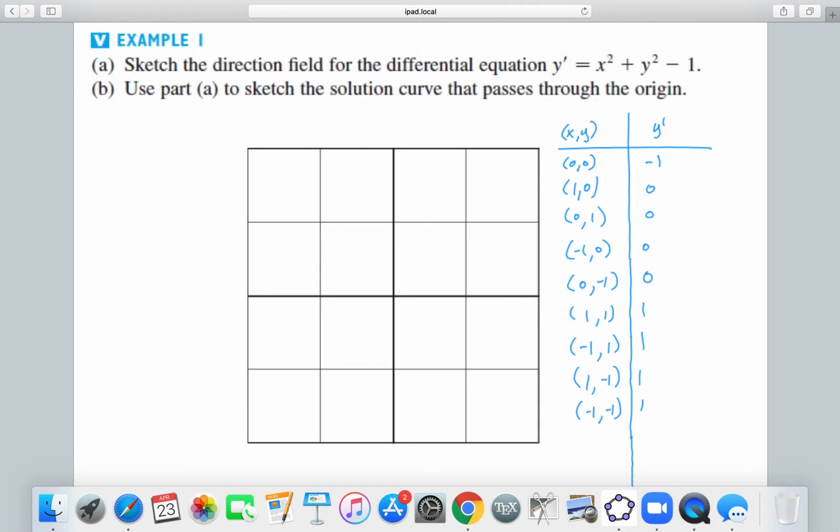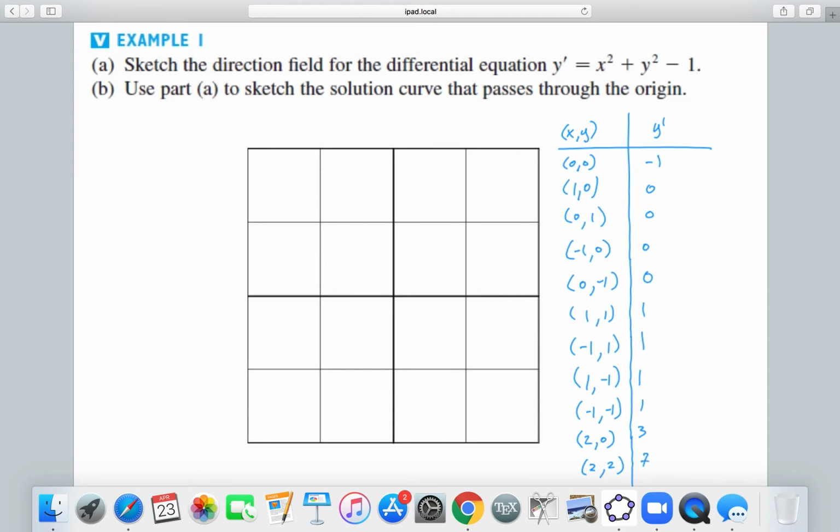And then let's see, what about 0, 2 or 2, 0? So 2 squared is 4, minus 1 is 3. So any combination of 2's and 0's, you're going to get 3. And then what about the 2, 2 combinations? 2 squared is 4 plus 2 squared. So 4 plus 4 is 8, minus 1 is 7.